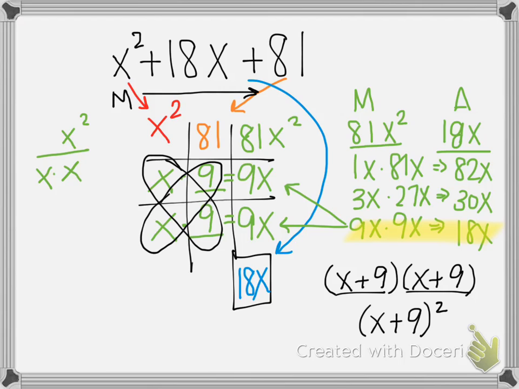Since both of the parentheses are the same, you can put it into a squared form. Now, the reason that we added a plus in there between x and 9 is because when you go diagonal, if there's no negative signs, we always consider there's a plus in the middle there. And so we always have to add that sign when we write our factors. So, let's go ahead and try another one.